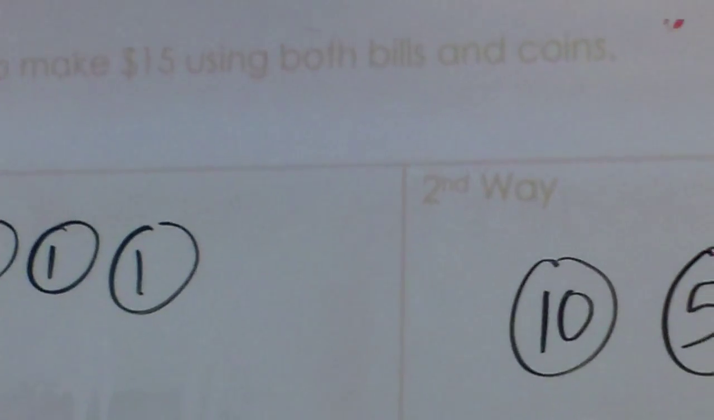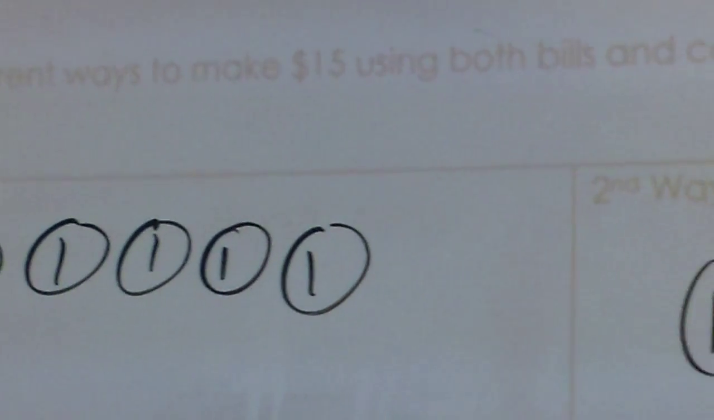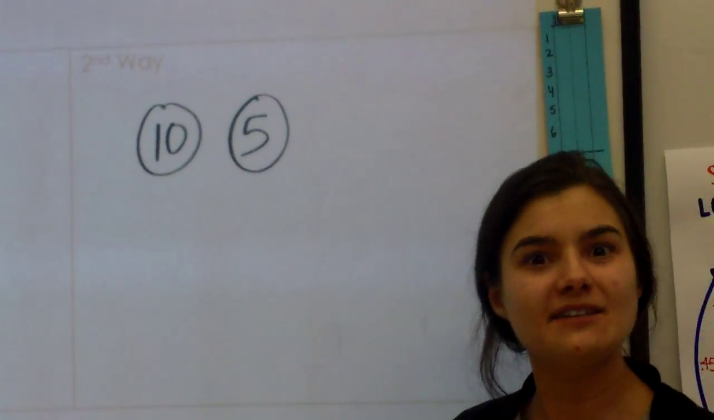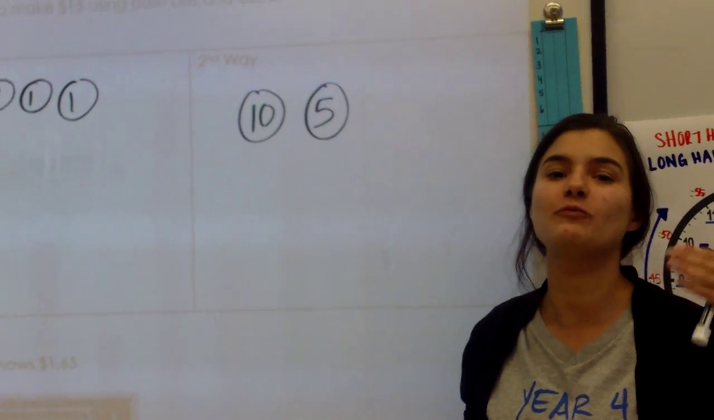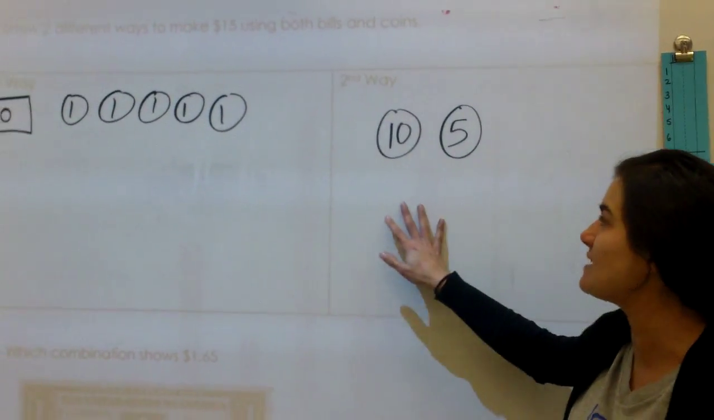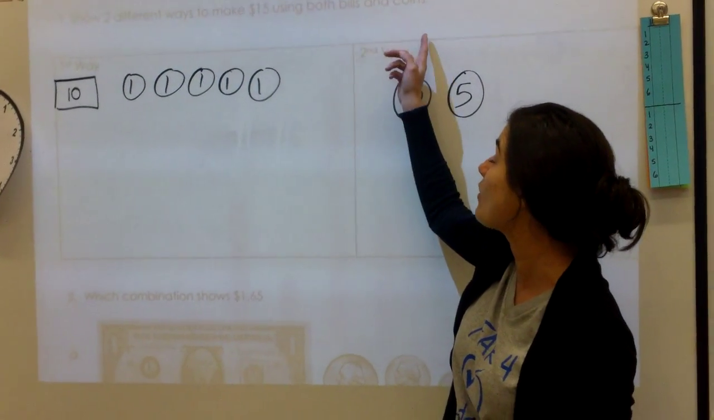coins. Most of our scholars are able to realize I can make $15 with a $10 bill and a $5 bill. I can make $15 with 15 $1 bills. But it gets a little bit more tricky when they have to use both bills and coins to make that amount. Today, these are a couple of things that we saw in scholars' work when we told them to make $15 using both bills and coins.